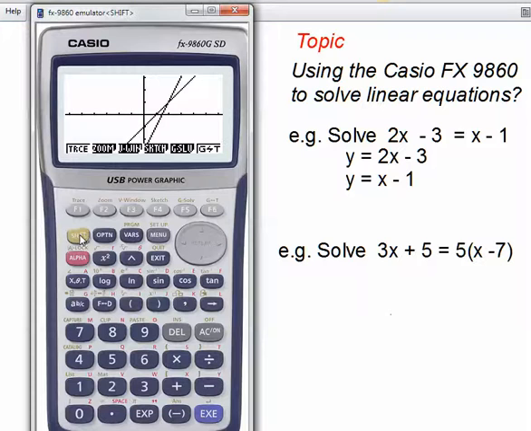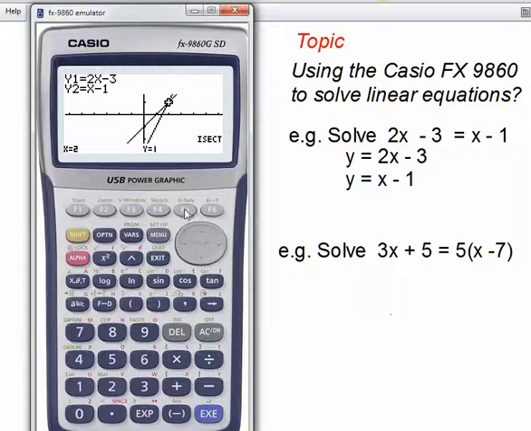We go to Shift, G-Solve, and the thing we're interested in here is ISCT, which stands for intersection. So we can hit F5. And down the bottom here, it tells us the point of intersection, x equals 2, y equals 1. So x equals 2 is what solves this. And when we plug in x equals 2 into each side, we should get the y value, which is 1. Let's try it. 2 2's are 4, take 3 is 1. Yes. 2 take 1 is 1. Yes. So x equals 2 does solve that equation.